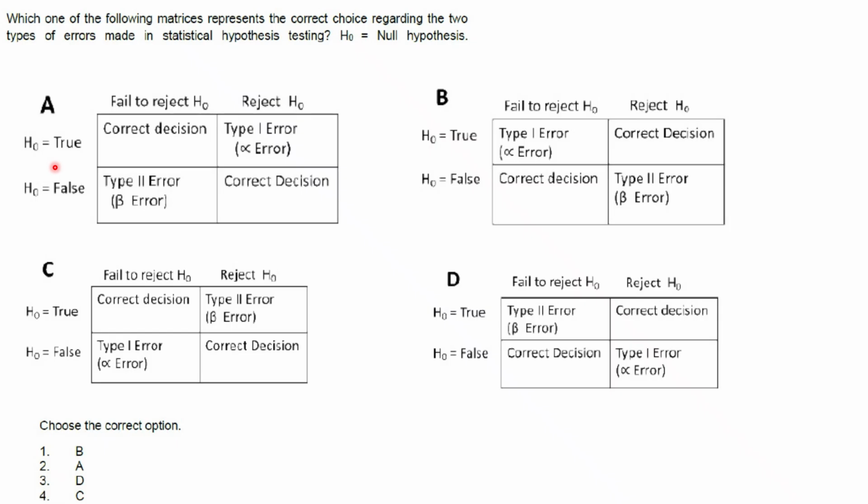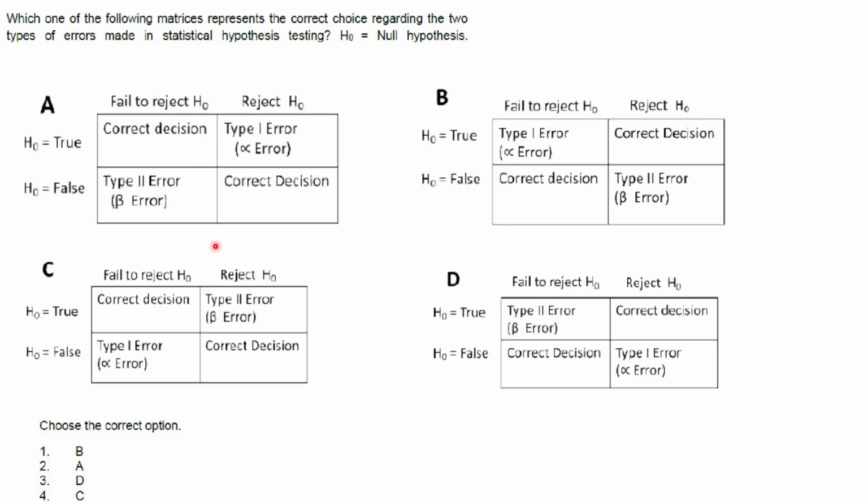So what is my null hypothesis? I do not have the disease. So you reject the null hypothesis when it is true. So H0 is true, and you reject the null hypothesis. It is type 1 error.